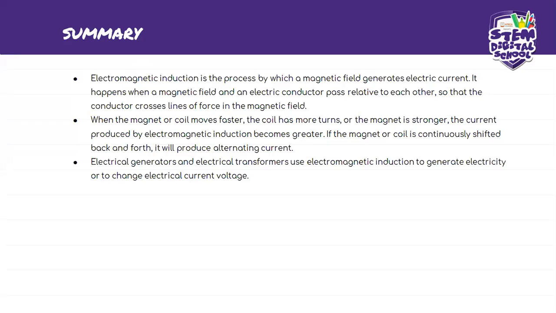So electrical generators and electrical transformers use electromagnetic induction to generate electricity or to change electrical current voltage. Now let's go quickly to the book.